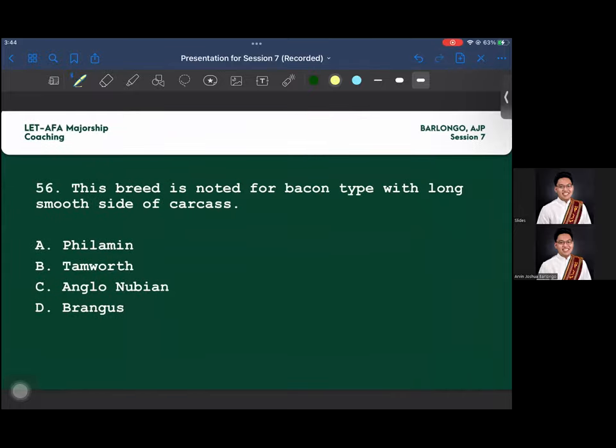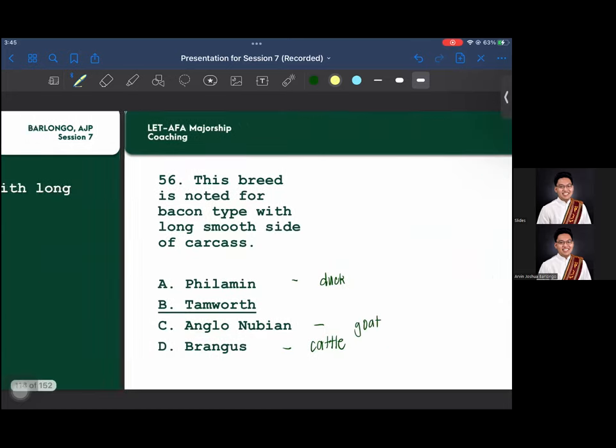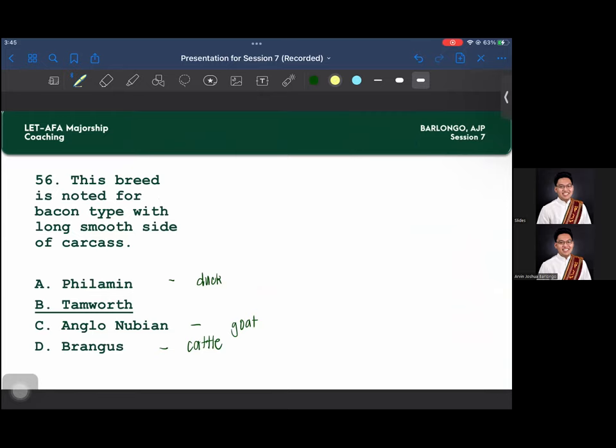Number 56. This breed is noted for bacon type with long smooth side of carcass. So, bacon type A, Philamine, B, Tamworth, C, Anglo-Nubian, or letter D, Brangus. So, bacon type, this should be a swine breed, diba? So, which among these? Actually, if you have already reviewed your animal science, you can notice that these are different farm animals.